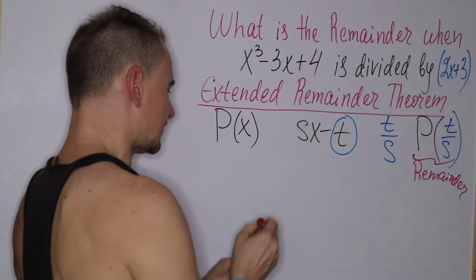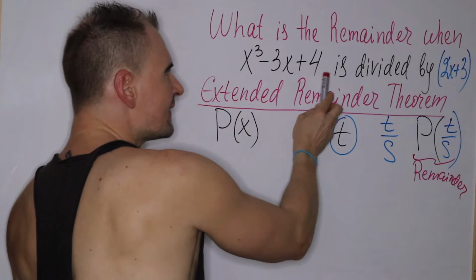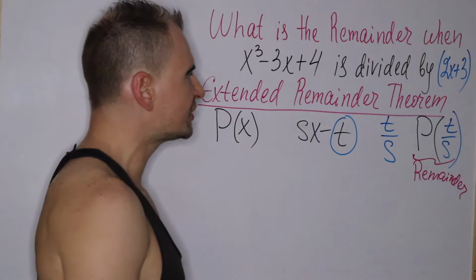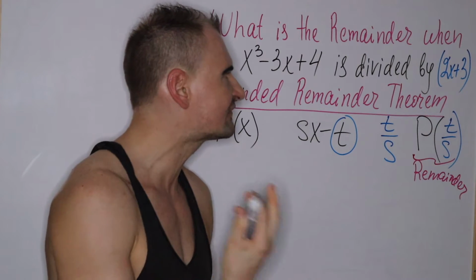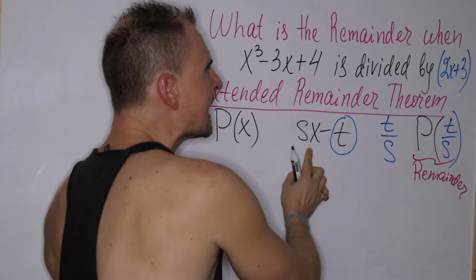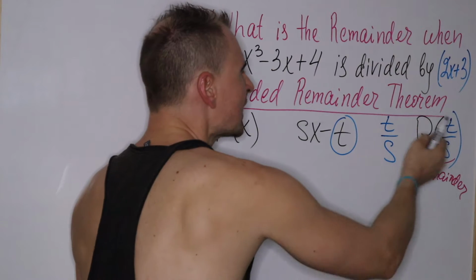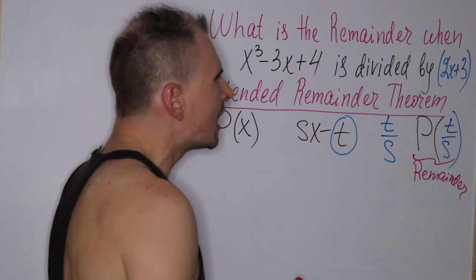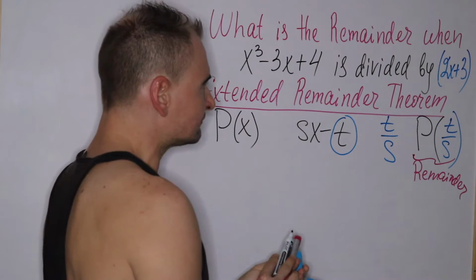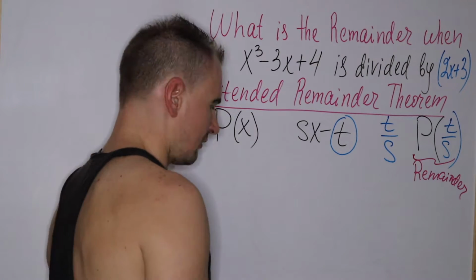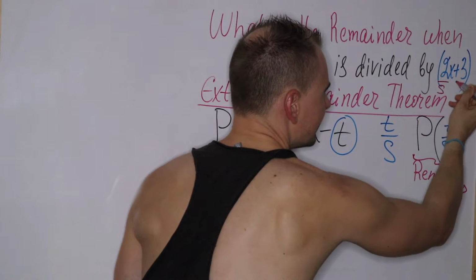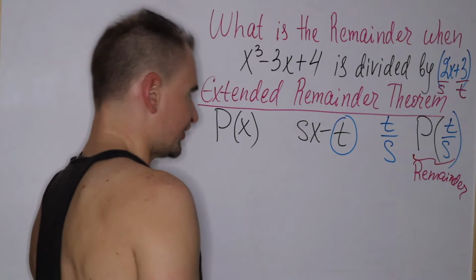Now, let's put it to the test. You are given this polynomial and you are given this monomial. All you need to do is take this fraction, which you read off from that monomial. So your s is going to be 2, and your t is going to be negative 3 since you are given plus 3. So you want to take the opposite. This is your s, and this is your t in this case.